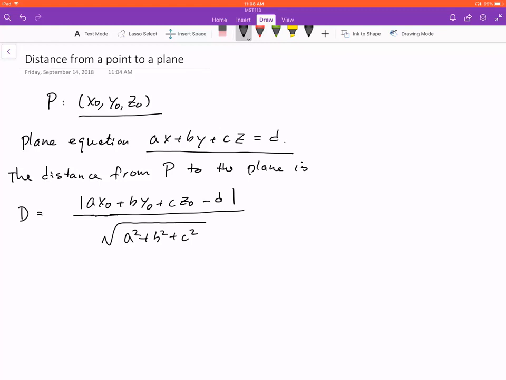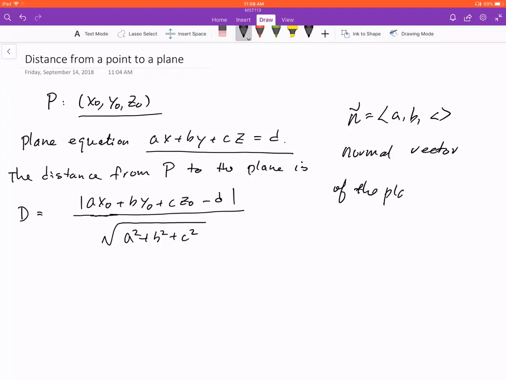If you look at it, all you need to do is plug the coordinates of P into the equation of the plane, move d to the left-hand side, and then divide by the length of the normal vector. Remember, this n is the normal vector, (a, b, c), of the plane.